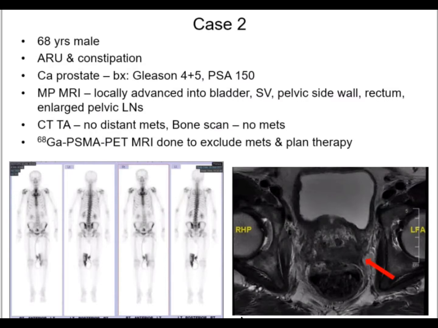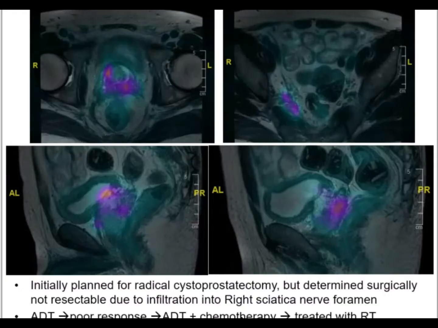Case 2 is a 68-year-old man, retention of urine, constipation, prostate cancer, high grade, PSA was 150. Now the MRI shows it's a locally advanced prostate cancer extending into the bladder, the pelvic sidewall, the rectum, and lymph nodes. The conventional imaging showed that there were no metastases in bone scan or distant in the CT scan. But we did a PSMA PET MR to see whether there are actually metastases because the PSA was 150.